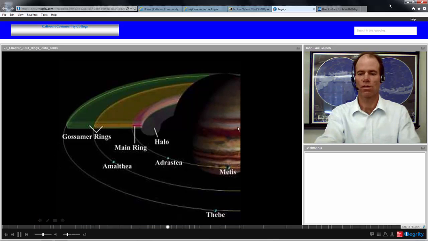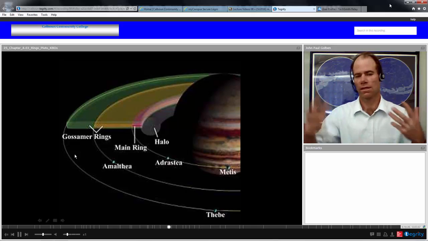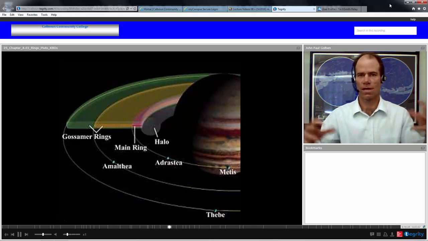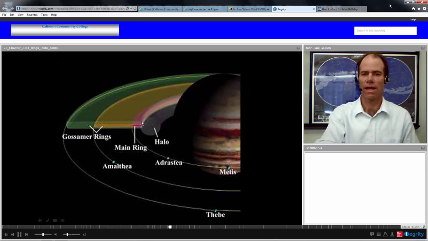Here's another, recent look at Jupiter's ring system. It's actually 4 ring systems, 2 gossamer rings. Gossamer meaning it's kind of real thin, veil type material. And we have a main ring and a halo ring. So really 4 rings making up Jupiter's very faint ring system.